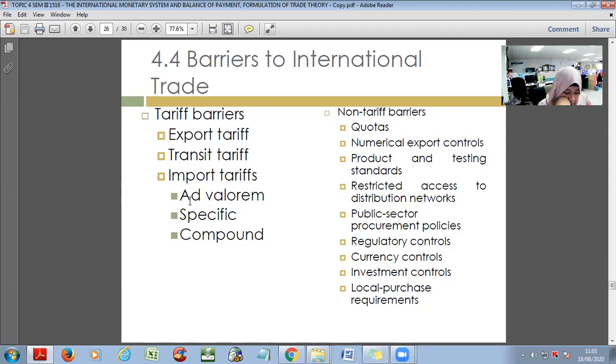Import tariff involves ad valorem. Ad valorem refers to a percentage of the market value. Specific refers to a specific dollar amount per unit. And the last one, compound, is a combination of ad valorem and specific. I will give a very simple example of import tariff.